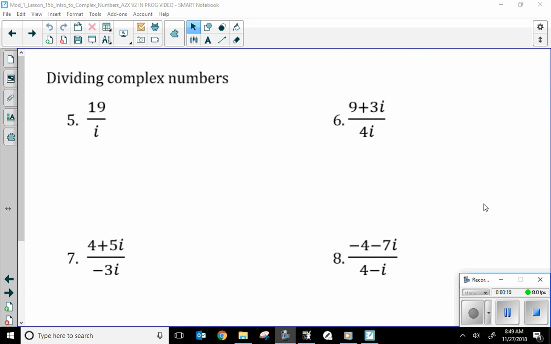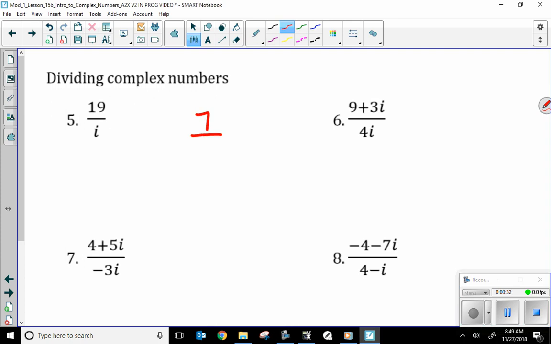Dividing complex numbers. All right, so when we simplify a fraction, I just want you to listen. You don't have to write this down. If I have 7 over radical 3 and I want to simplify that, I can't have a radical in the bottom of a fraction. If they ask for simplest form, I cannot have a radical in the bottom. So I multiply by the radical, and I get 7 radical 3 over 3.